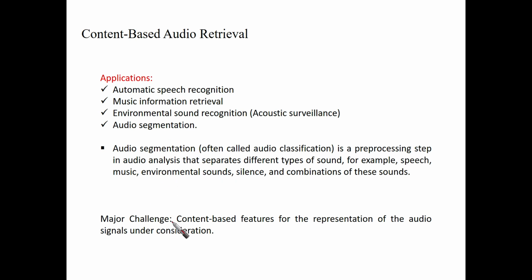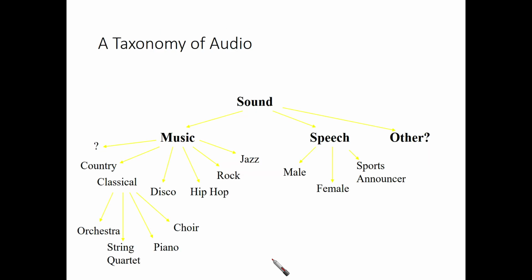The major challenge for content-based audio retrieval is what kind of features we need, right? The audio itself might have different classes. For example, it might be music, speech, or other, and the speech might be male, female, or maybe a sports announcer. Music also has a lot: country music, classical, disco, hip hop, rock, jazz, orchestra, choir, piano, and string quartet. A lot of kinds of audio we might have. So it's a very lengthy process, and it requires lots of computational resources.